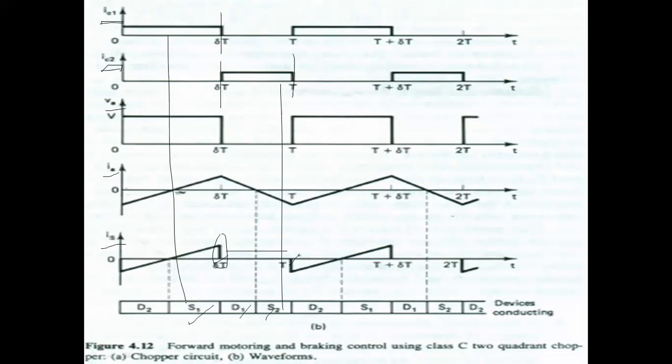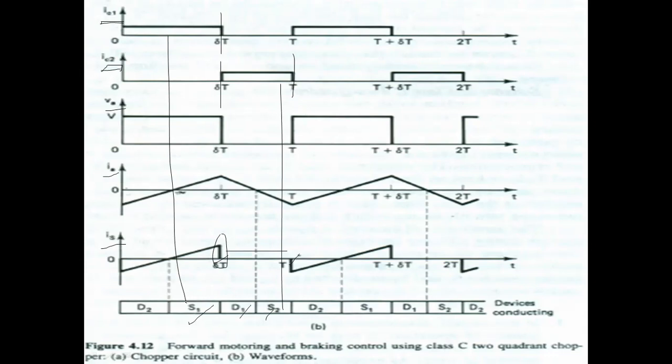Here, conducting means the switch is in forward bias. In this circuit, we do not notice any discontinuous conduction. Irrespective of the frequency of operation, discontinuous conduction will not be seen here.